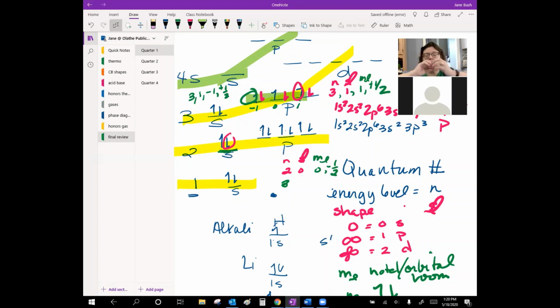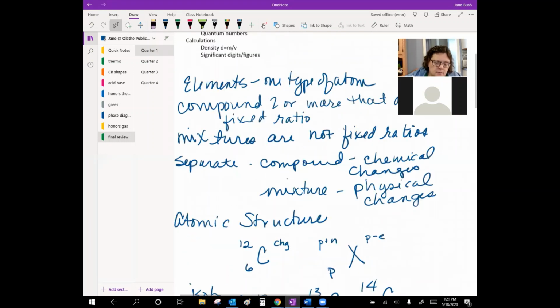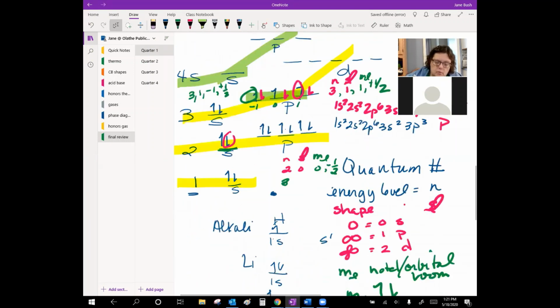So look at my picture here. P orbitals are this shape, but you have one on the x-axis, one on the y-axis, and one on the z-axis. And that is what we're talking about. This is the -1, this is the 0, and this is the +1. So that's why we have to differentiate between them. And then the final is whether they're sleeping up or down. And that's the spin.